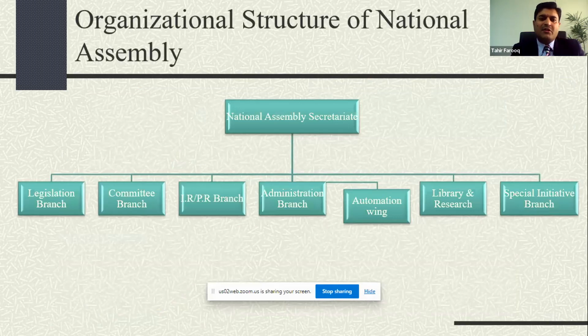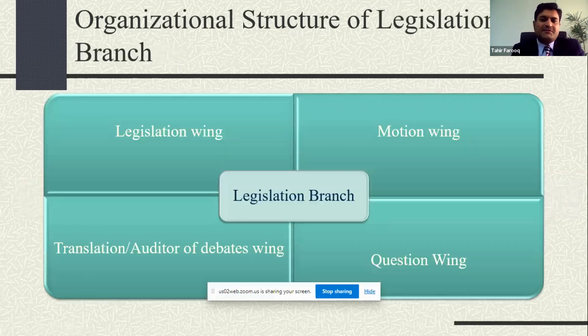Organizational structure, just a quick review for the sake of understanding where the automation wing, or where the technology, is used. We have a quick review of how the assembly is working on its organogram. This is the National Assembly. First of all, this is the legislation branch. Then comes the committee branch of the assembly. Similarly, international relations or protocol branch. Then the administrative branch. Then comes the automation wing under the administration branch. Similarly, library and research wing and special initiative branch.